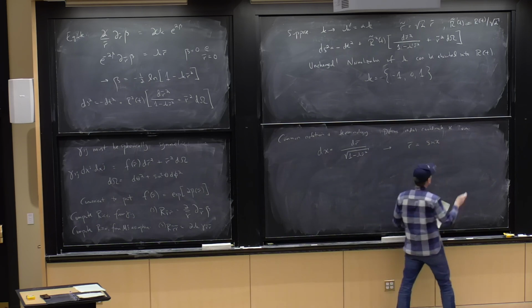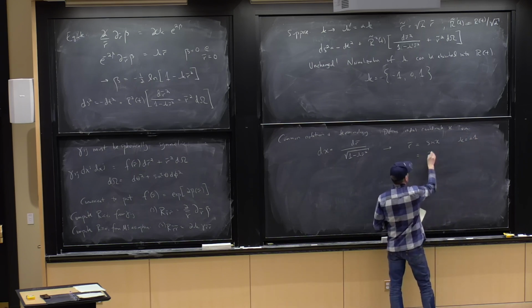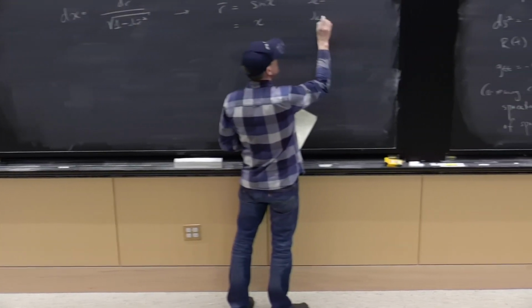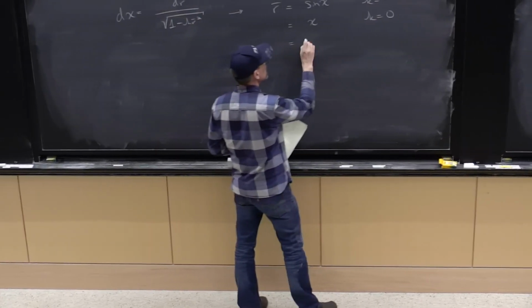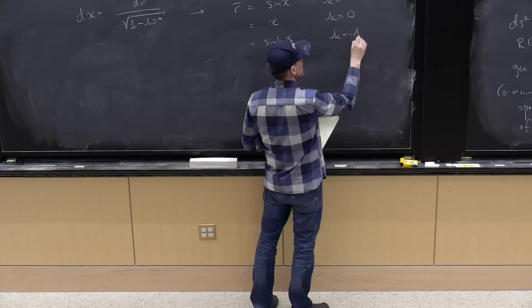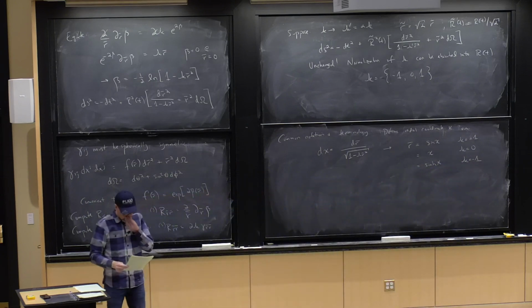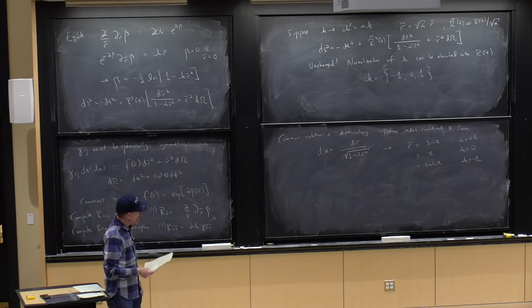is equal to sine of chi if k equals plus 1. It's equal to chi if k equals 0. And it's the sinh of chi if k equals minus 1. So let's take a look at what this means with these three possible values that k can take. What does our line element look like?